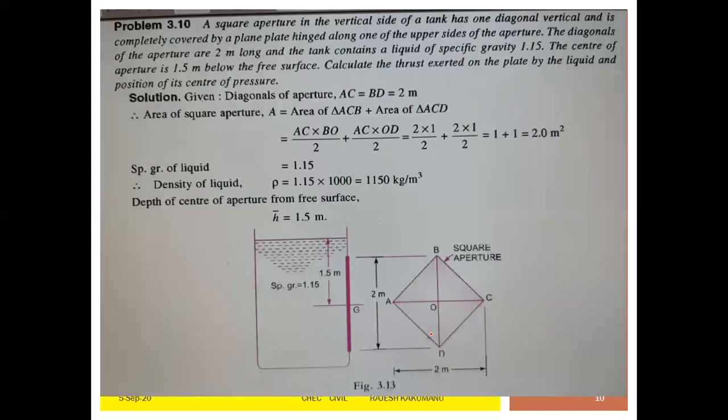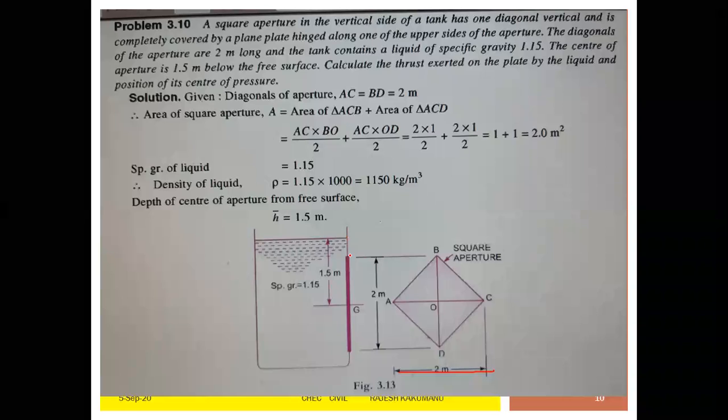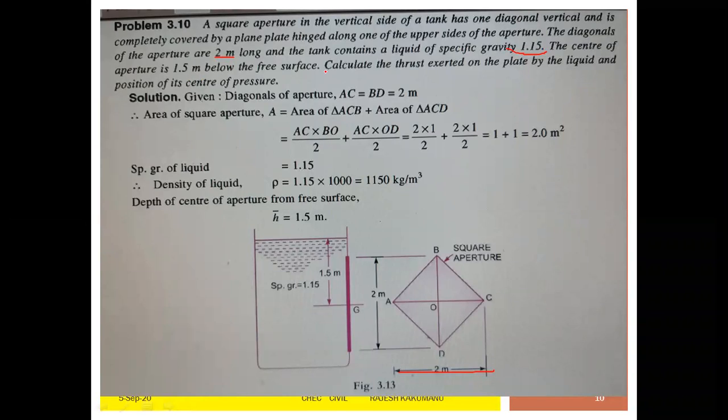This is a plate where you have the dimensions A, B, C, D. The total diagonal is 2 meters. See, this is the front view, this is the side view. So along the height is 2 meters, width is 2 meters. So it is just like a square aperture which is hinged. It is hinged along one of the upper sides of the aperture. The diagonals of the aperture are 2 meters long and the tank contains a liquid of specific gravity 1.15. The center of aperture is 1.5 meters below the free surface.